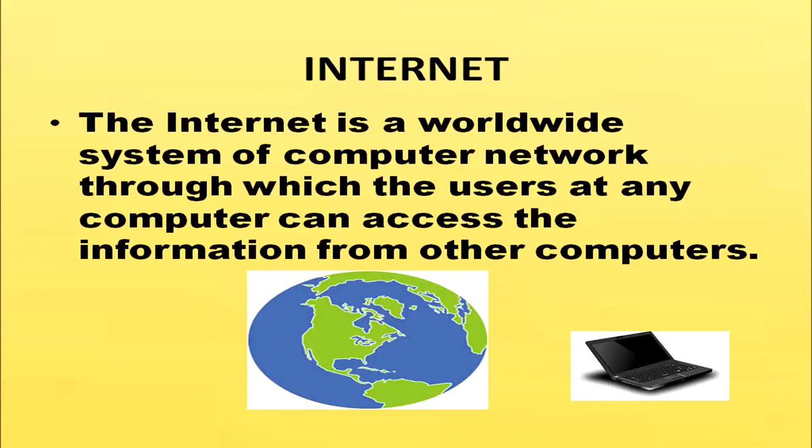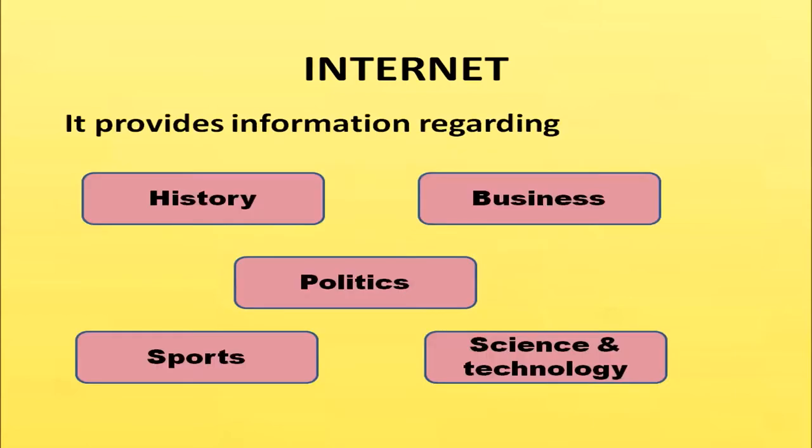The internet is a worldwide system of computer network through which the users at any computer can access the information from other computers. Internet provides information regarding history, business, politics, sports, science and technology, and any other information that a person needs. That is the benefit of internet.